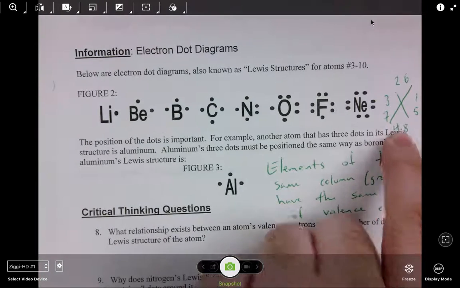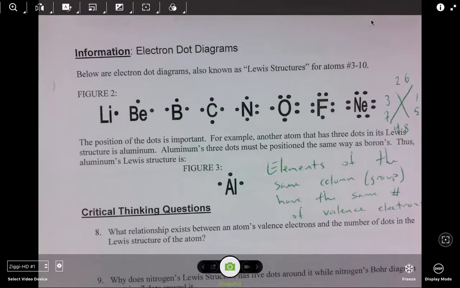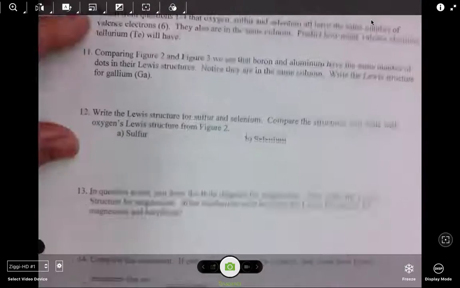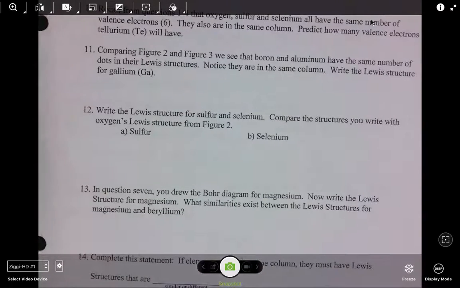because remember, the position is important. So knowing this, you should be able to complete the rest of the packet, questions 10 through 18. Make sure you finish this, come to next class with any questions that you have, and we'll take it from there.